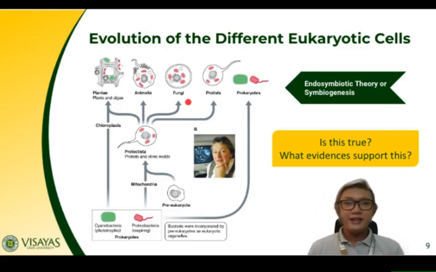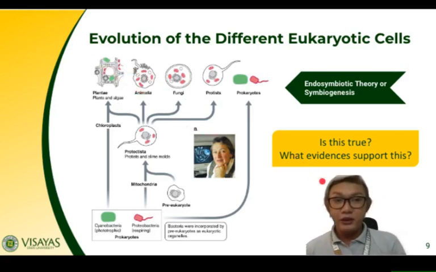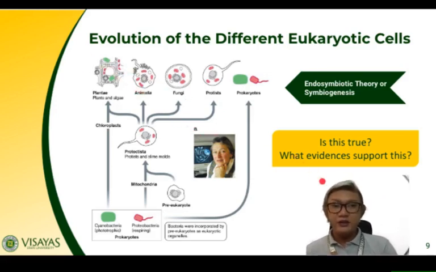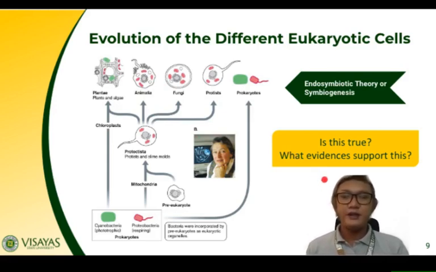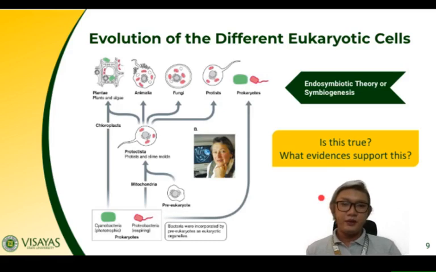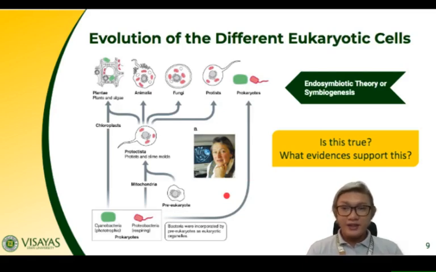As of the present, this theory is the most acceptable in terms of how the different types of eukaryotic cells now are formed. Now, what evidence supports this? Studies have shown that the genome of cyanobacteria is similar to that of the present chloroplast genome. The presence of a genome itself inside the chloroplast and inside the mitochondria is also a clear evidence that they were once free-living organisms.